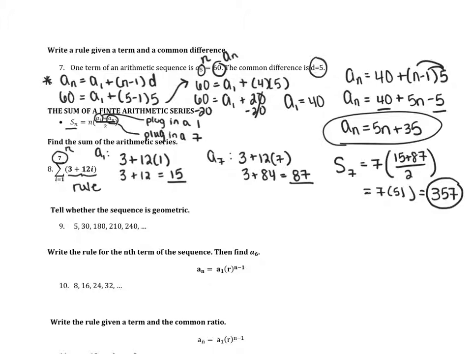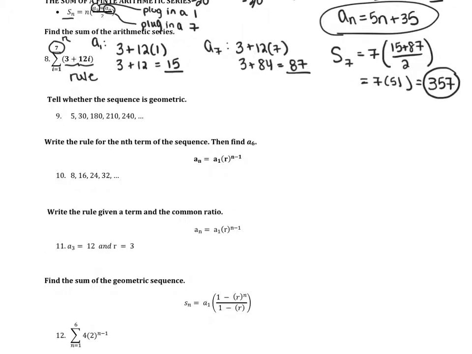First type, tell whether the sequence is geometric. And so what you're going to do is, it's not about adding or subtracting. It's not about looking to make sure they're all going up by 2. You have to do some division. You take the second number in the sequence, which is a 30, divide it by the first, and see what you get out. You get a 6.